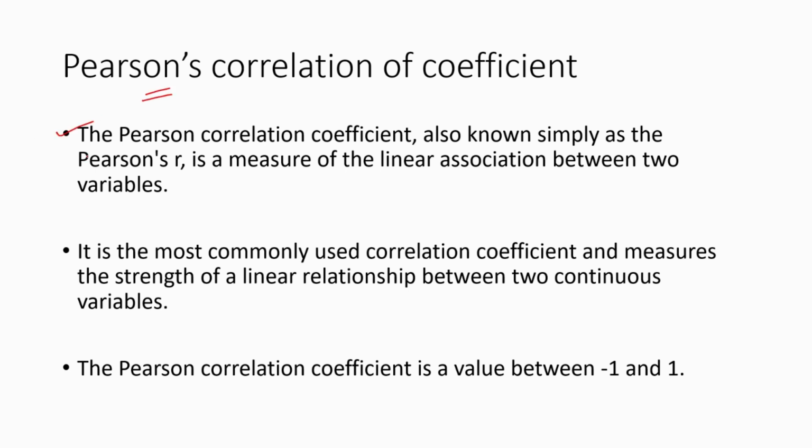The Pearson correlation coefficient, also known simply as Pearson's r, is a measure of the linear association between two variables. It is the most commonly used correlation coefficient and measures the strength of a linear relationship between two continuous variables. The Pearson correlation coefficient is a value between -1 and +1, and 0 is also included here.